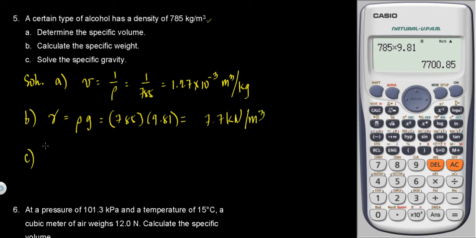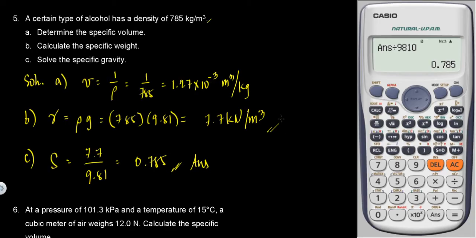C, specific gravity S is equal to the unit weight of the alcohol, which is 7.7, over the water, 9.81, equals 0.785. Okay, so those are the answers. It's easy, just formula-based.